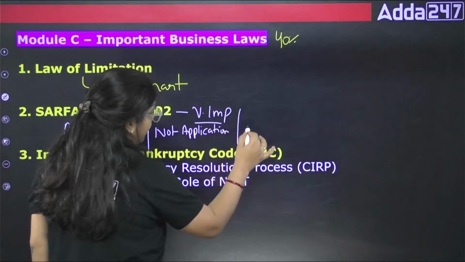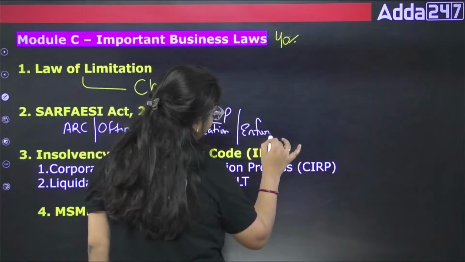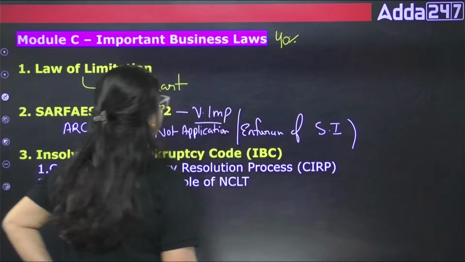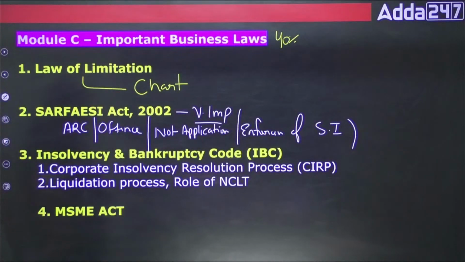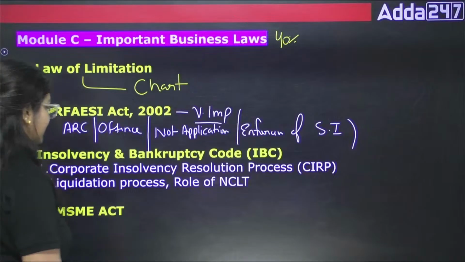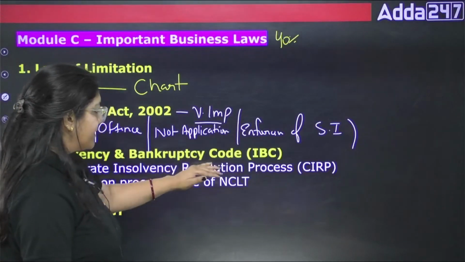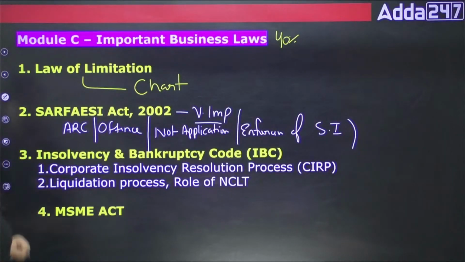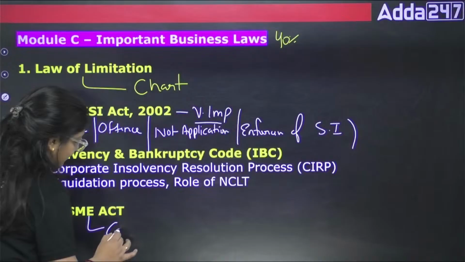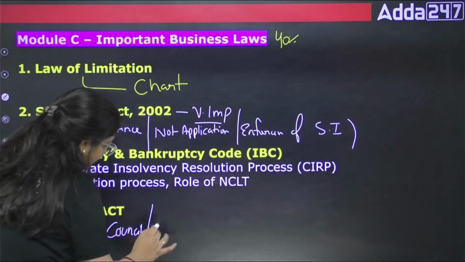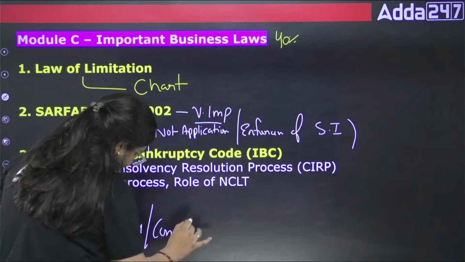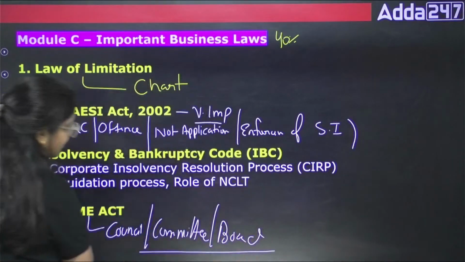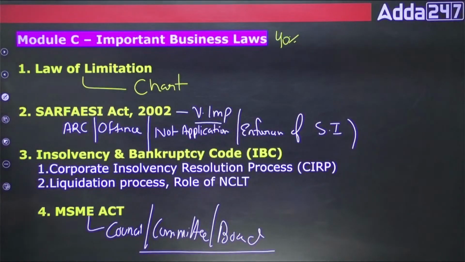That is important. And then enforcement of security interest, that portion is important of your SARFAESI Act. Then, guys, we have the Insolvency and Bankruptcy Code. These are the two processes that you have to learn if anyone is declared insolvent and bankrupt. MSME, you have to learn about the council, the committee, and the board and their function.